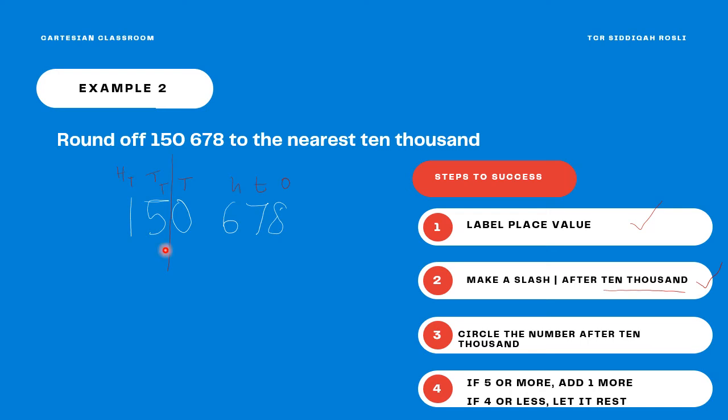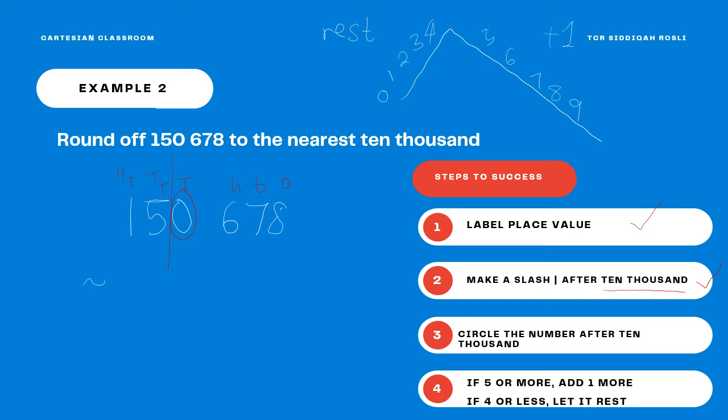So the number after 10,000 is this one. So let's just circle the number. And then our number triangle right here, 0, 1, 2, 3, 4, 5, 6, 7, 8, 9. I'm just going to write shortcut there, where on the right hand side, number 5 onwards, you're going to plus 1, and on the left hand side, you're going to let it rest. You're not going to do anything about it.